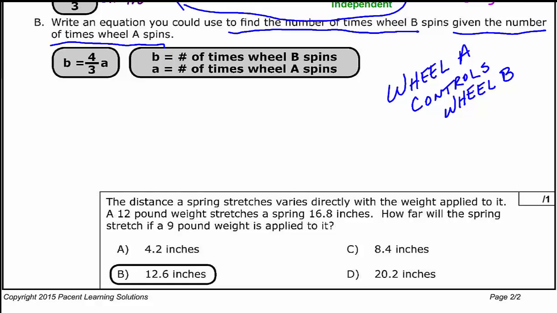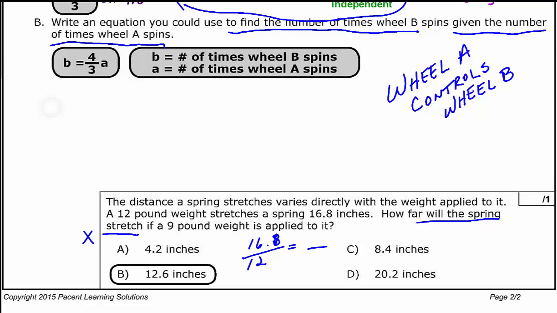Here was the extra credit question. The answer was B, and you would set up the same proportion. It told you that a 12-pound weight stretches the spring 16.8. So you get a 16.8 stretch, get a better 8 there, with 12 pounds. How far will it stretch?